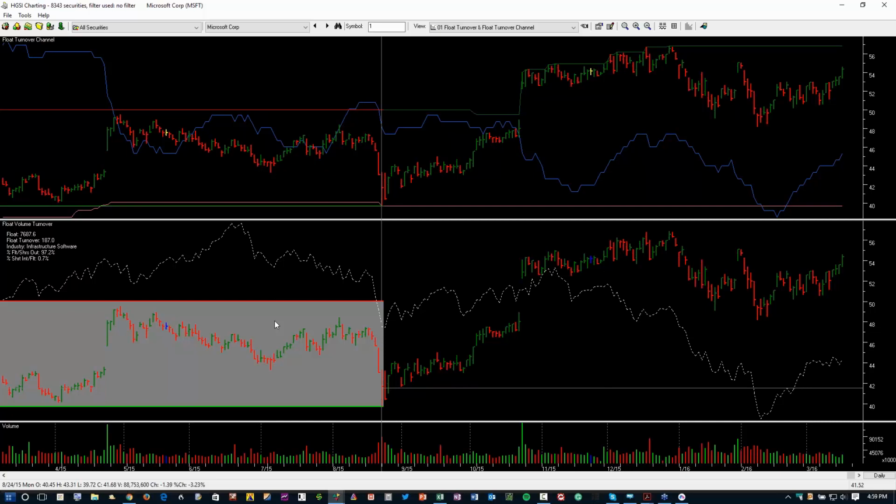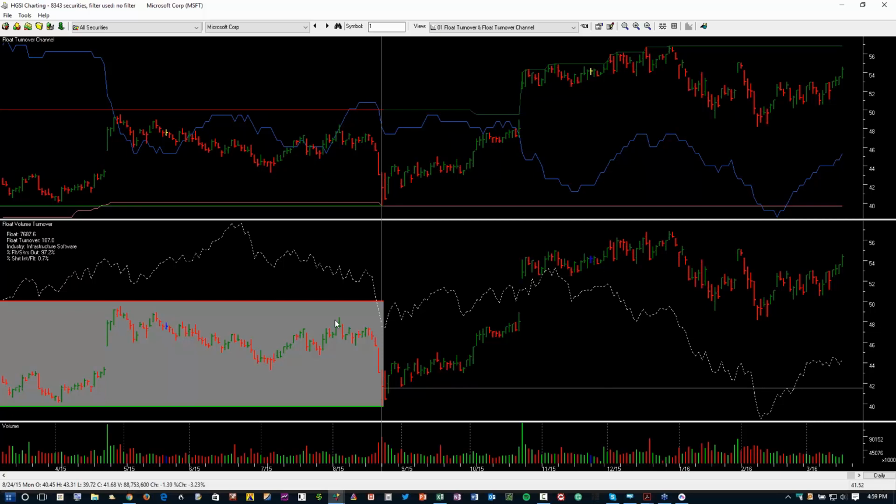Because in theory, rather than wait for the stock to come, it ran a high value for a long time and then fell off a cliff. And so you've got all this overhead supply, and you can use this as a way to tell when enough volume has moved on the stock so that that overhead supply no longer is a factor.